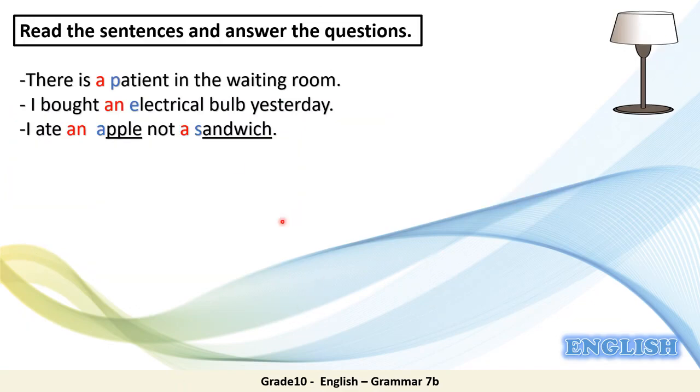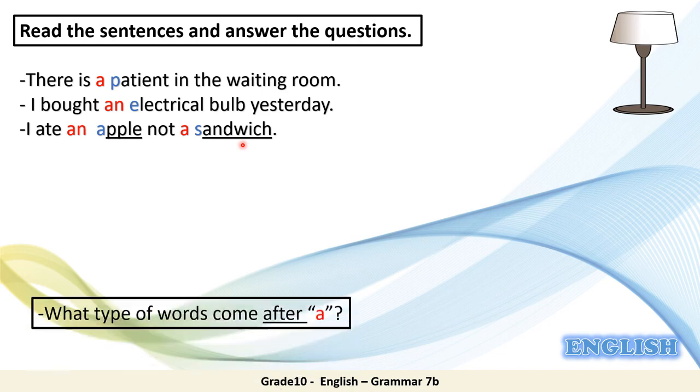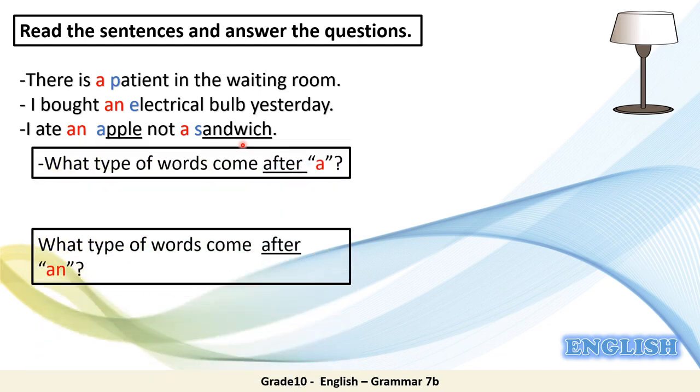Now let's find out together what's the difference between a and an. Read the sentences and answer the questions. There is a patient in the waiting room. I bought an electrical bulb yesterday. I ate an apple, not a sandwich. Now pause the video for a while. Try to answer these two questions. What type of words come after a? What type of words come after an?